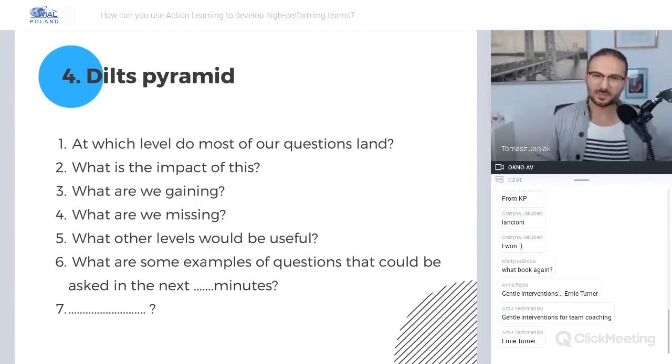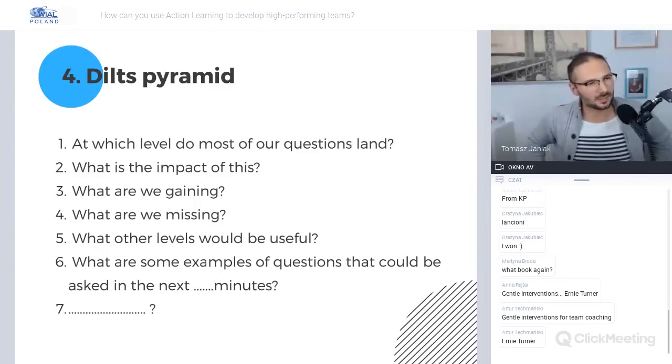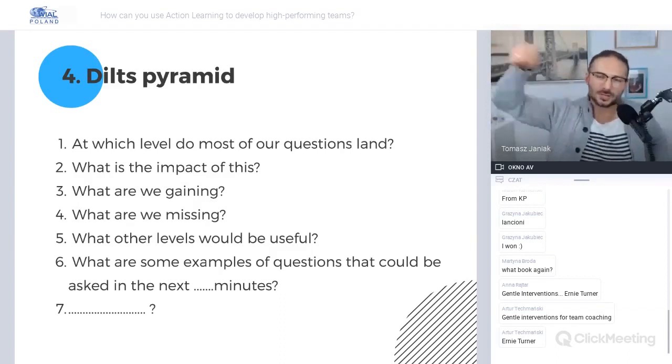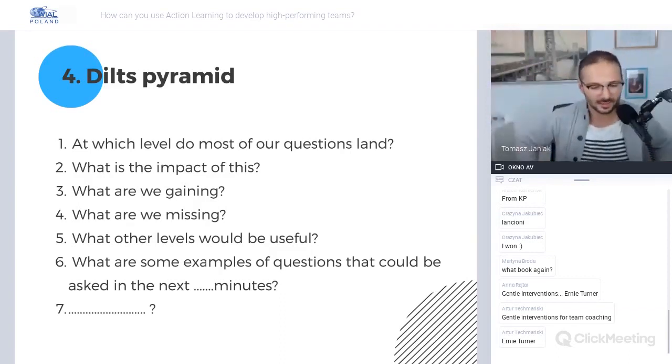So what is the impact of this? Well, we learn a lot. We analyze the situation. We seek the core of the problem. We exchange information. What are we gaining? We gain a lot of information about the whole situation. But what are we missing? Well, looking at this pyramid, we might be missing maybe some information about how he feels, what he thinks about his boss and his relationship and the whole system and stuff like that.